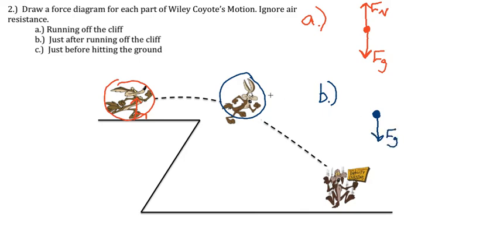But now, after he's left the cliff, there can no longer be that normal force that supports him from the ground. He's not touching anything. That normal force is gone. So for part B, while he's in midair, that's it. It's just that force of gravity pulling him down.